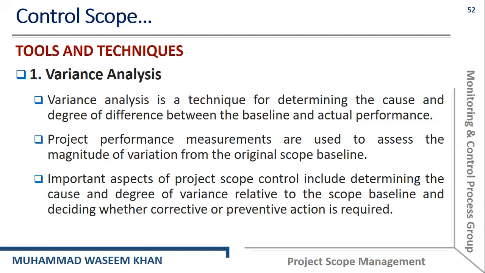Project performance measurements are used to assess the magnitude of variation from the original scope baseline. We are using the different project scope performance measurements in order to evaluate the magnitude of the difference of actual performance from the original scope baseline. Important aspects of project scope control include determining the cause and degree of variance relative to the scope baseline and deciding whether corrective or preventive action is required. So that was the variance analysis.